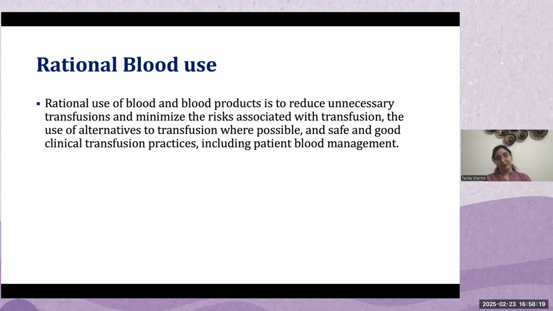There is a term, again by WHO, rational blood use. Rational blood use means that we are trying to reduce unnecessary transfusions and minimize the risk associated with transfusion. The blood is given only to those who really need it, and only in that amount which is really required, so that the risk associated with transfusion can be minimized. The use of alternatives to transfusion where possible can be considered. Many times we don't need the whole blood product, we can go for just a part of the blood product.